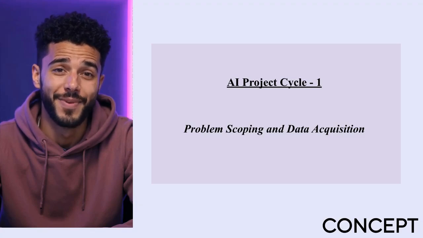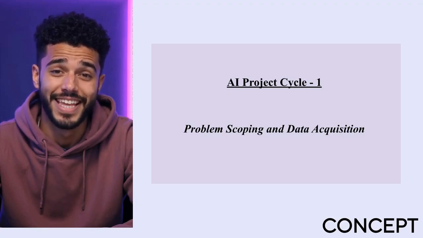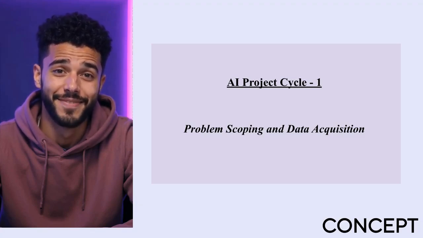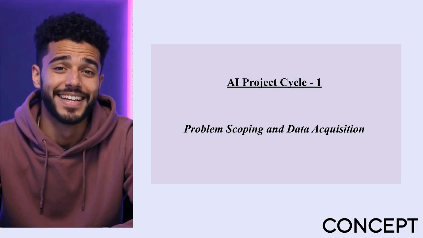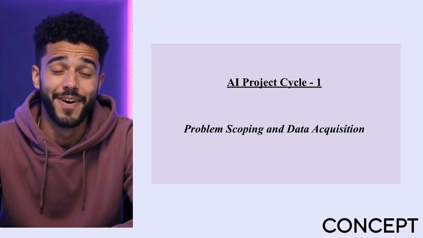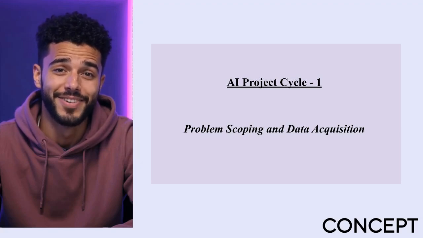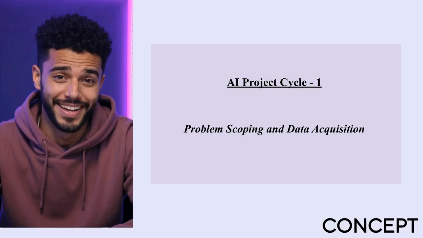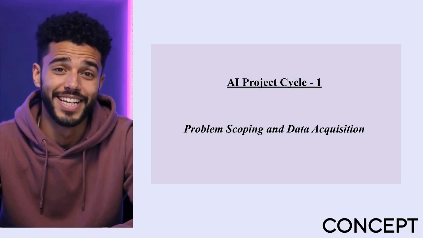Today, we'll explore the first two stages of the AI project cycle: problem scoping and data acquisition. Before solving any problem using AI, we must first understand what the problem really is and what kind of data we need to solve it.